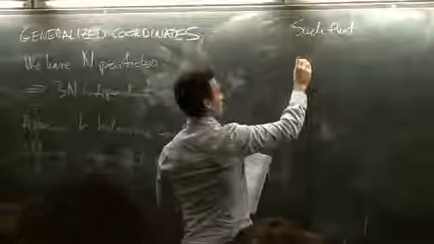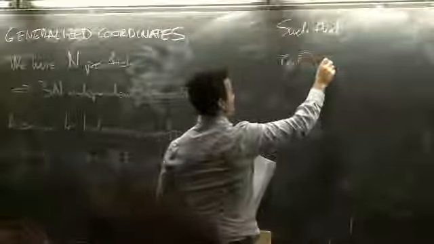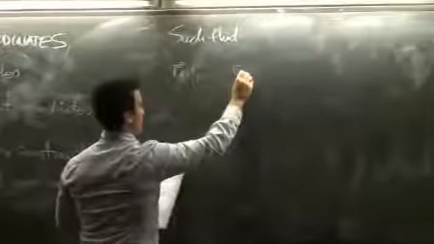So let me write this. So we start with a description of the system where each particle is described by Ri. So we have R1 describes particle 1, R2 describes particle 2, etc., up to particle n.